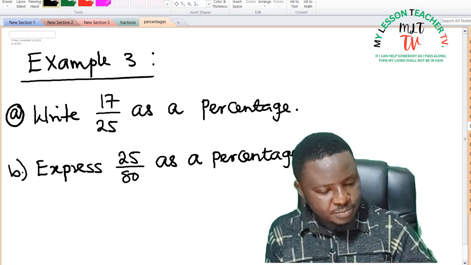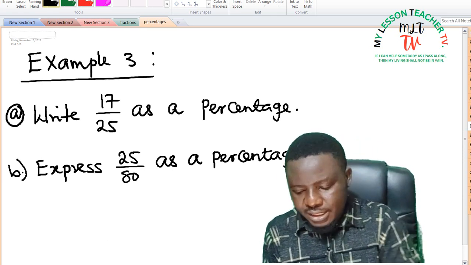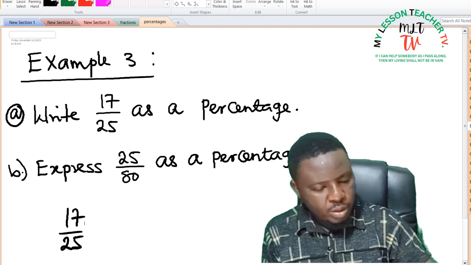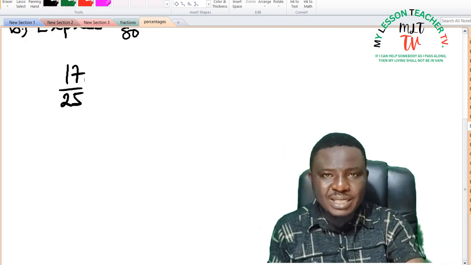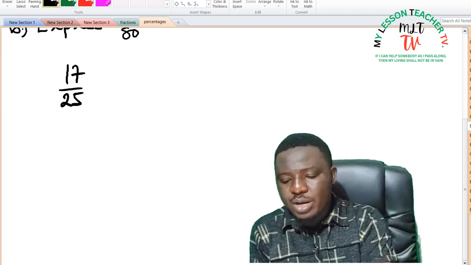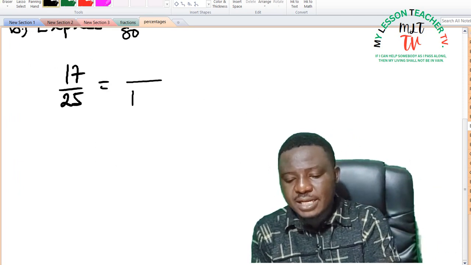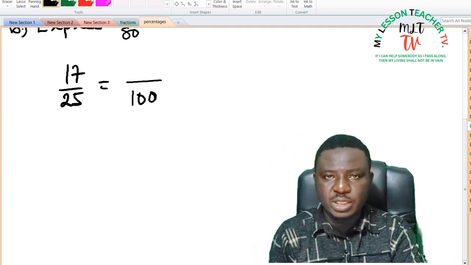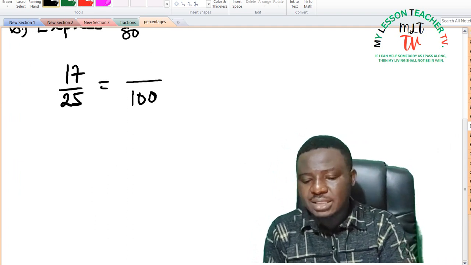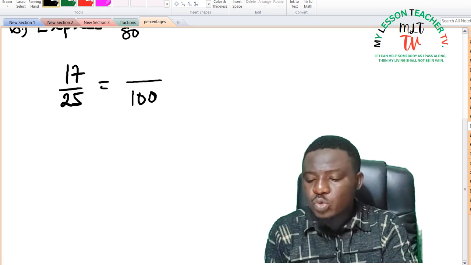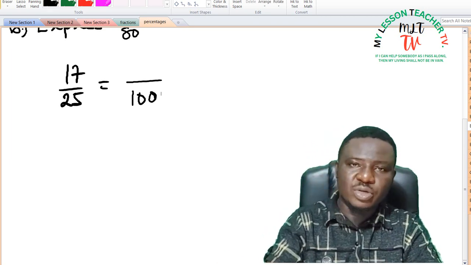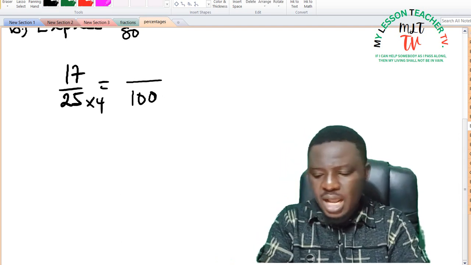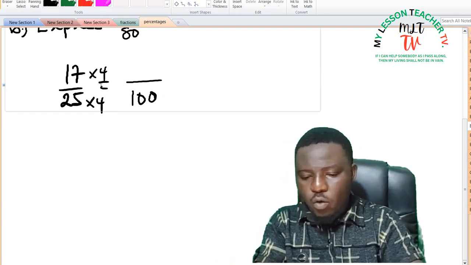So for this, 17 over 25, for us to express it as a percentage, all we need to do is to find the equivalent fraction where the denominator is said to be 100. And how do I get that? I'll ask myself, what will I multiply by 25 to give me 100? Which is 4. So if I multiply 25 by 4, it gives me 100. I'll also multiply the numerator by 4.